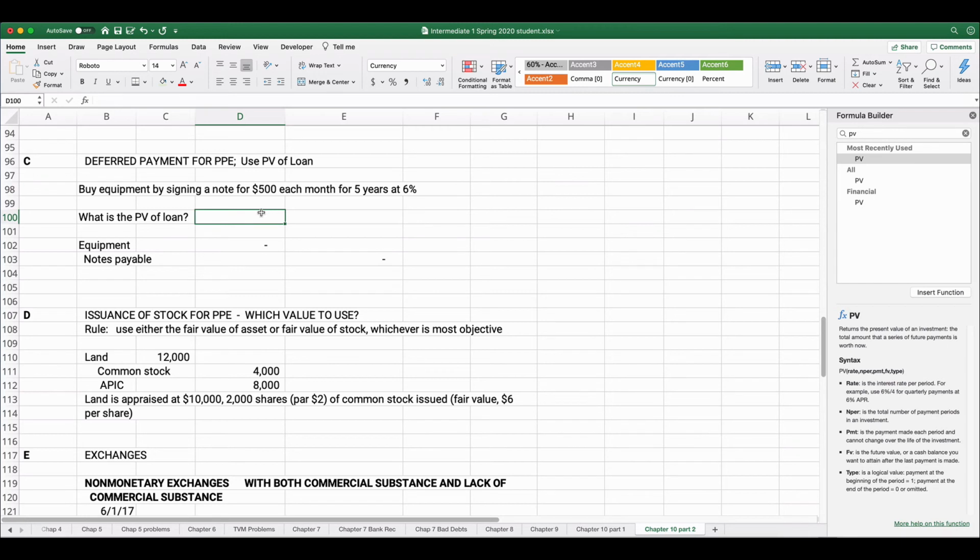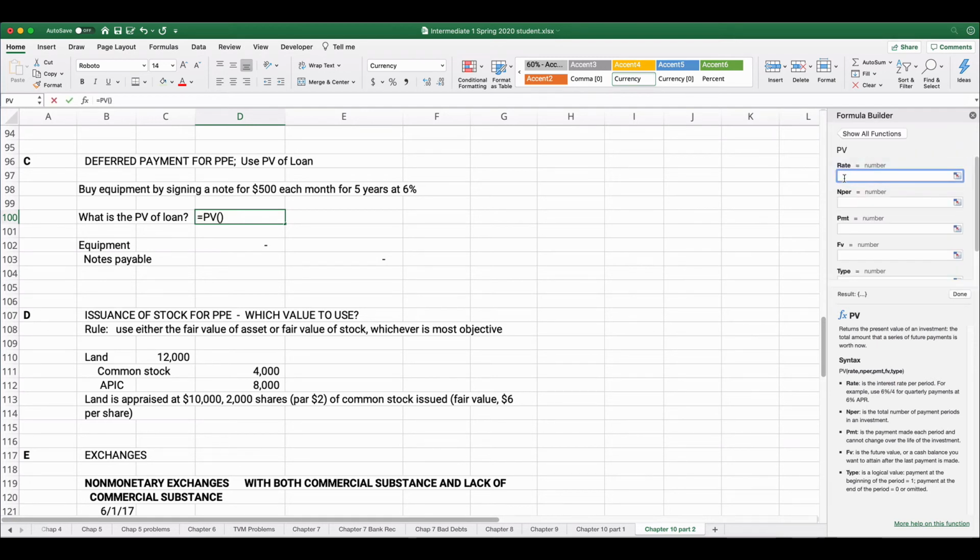Okay, let's look at this deferred payment for property, plant, and equipment. Let's say that we purchased equipment by signing a note for $500,000 for 5 years, a monthly payment for 5 years at 6%. What is the present value of this loan? Well, let's just calculate the present value.